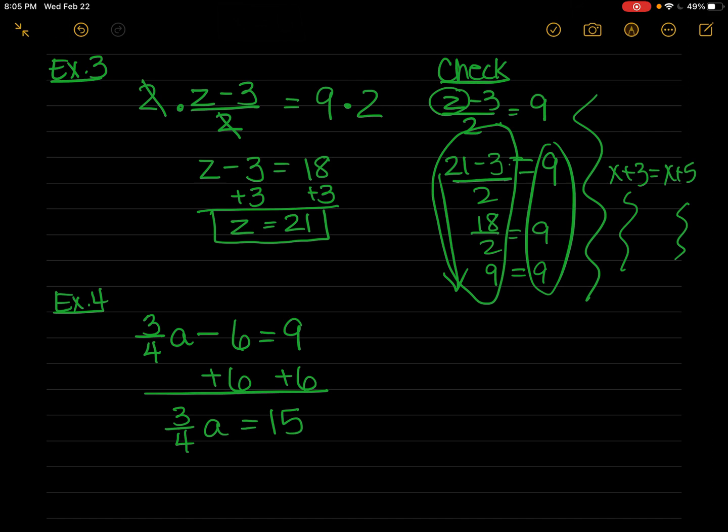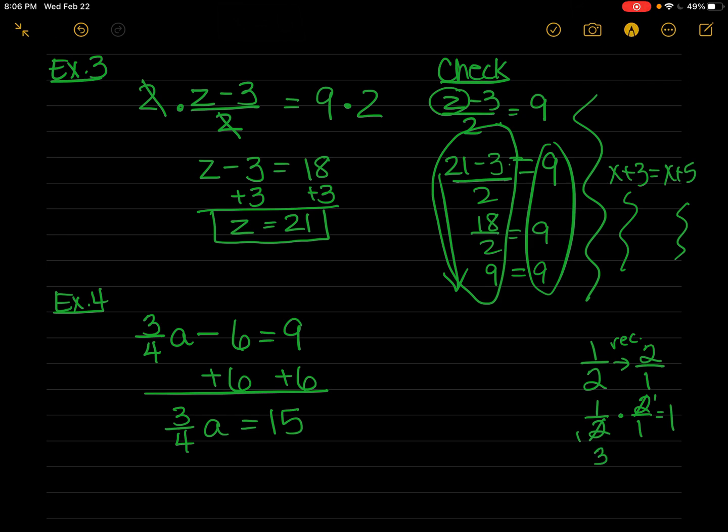Now, how do I get rid of that fraction? So if you remember, we talked about reciprocals. So a reciprocal is like a flip of the number. So the reciprocal of 1/2 would be 2/1. So that's the reciprocal, right? And the thing about reciprocals is when you multiply them by each other, they always equal 1. So these two would cancel out, and that would equal 1.